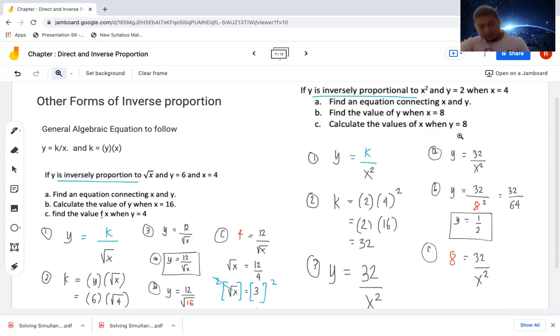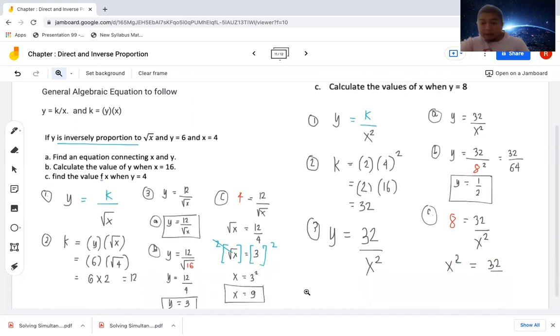Okay, so again, just like what we did here, we switch these two values. So this is going to now give us x squared is equivalent to 32 all over 8. Okay, 32 all over 8. So we know that x squared is equivalent to 32 divided by 8, which is 4.